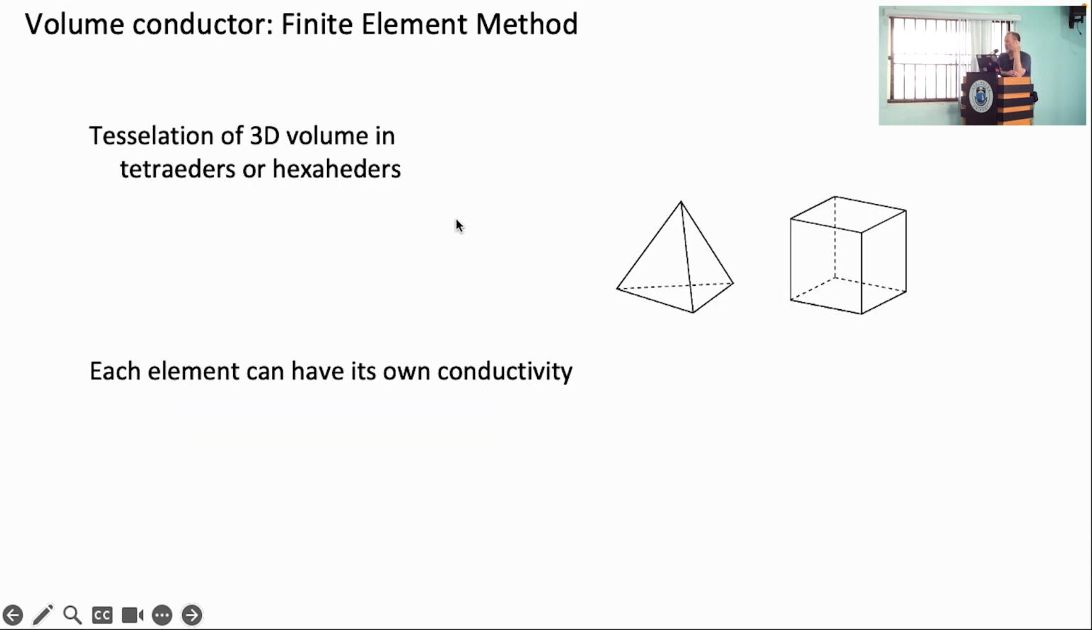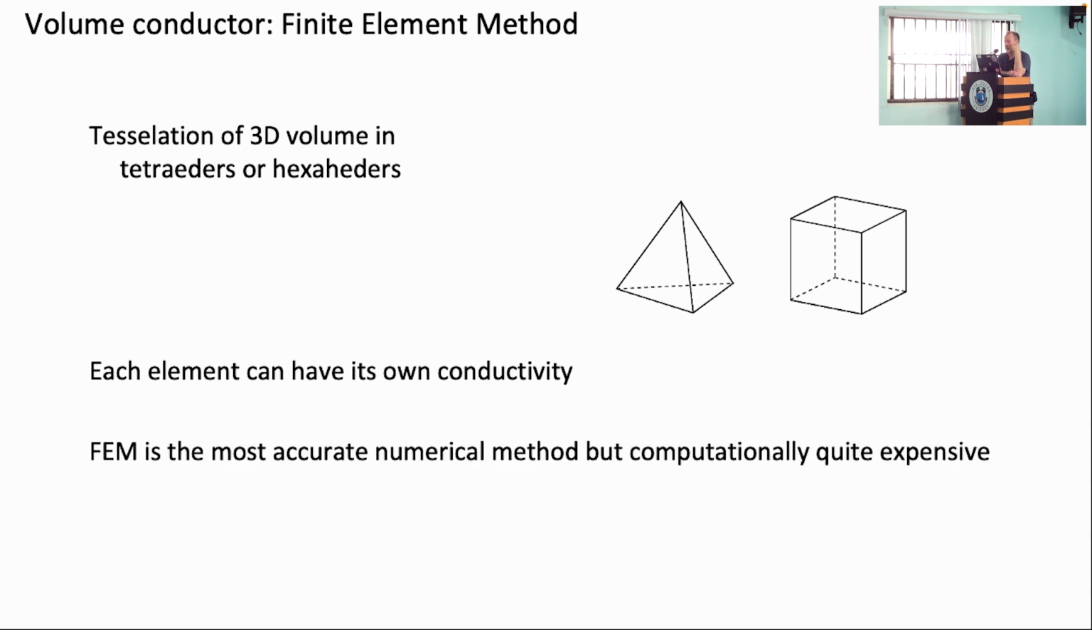With the finite element method, each of the elements that we use can have its own conductivity. And that makes the finite element method the most accurate numerical method, but its computation is also quite expensive. There are a lot of elements that we need to describe the head, and that means that you need a computer with a lot of memory, and you just have long computations that you have to wait for. Also, the geometrical processing of the anatomical MRI is not as simple as with the boundary element method.